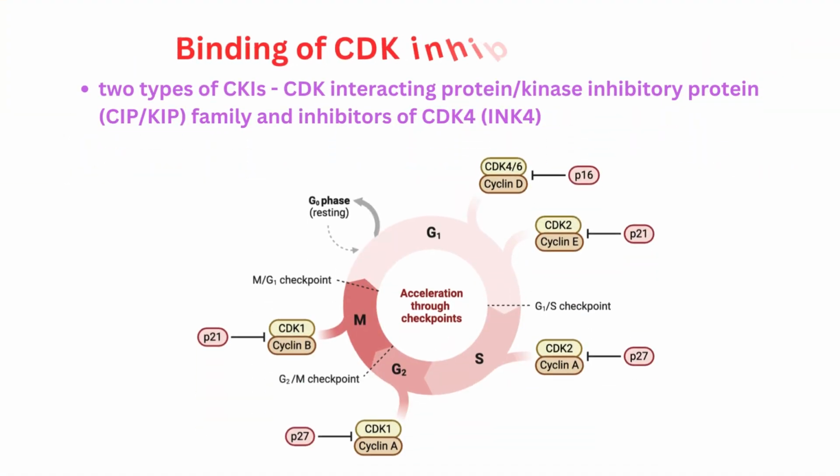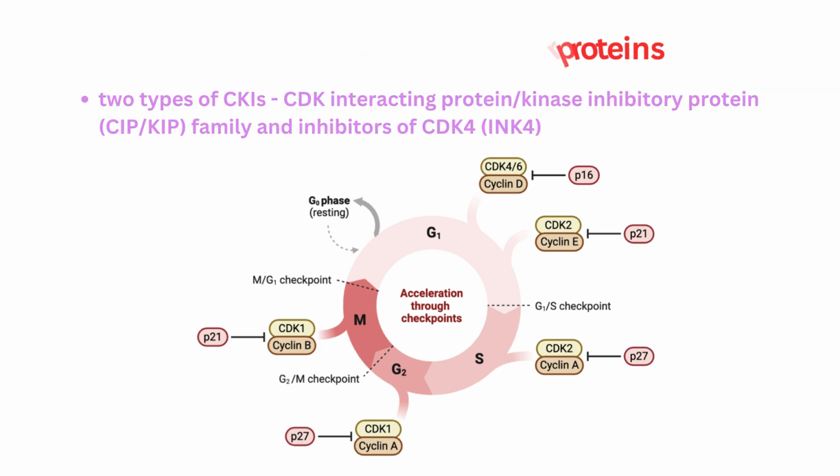Binding of CDK inhibitor proteins have two types: CDK interacting protein/kinase inhibitory protein, CIP/KIP, family and inhibitors of CDK4, INK4. CIP/KIP are P21 and P57, and INK4 are P16, P15, P18, and P19.